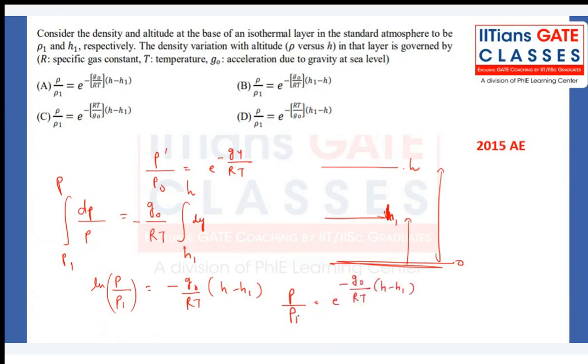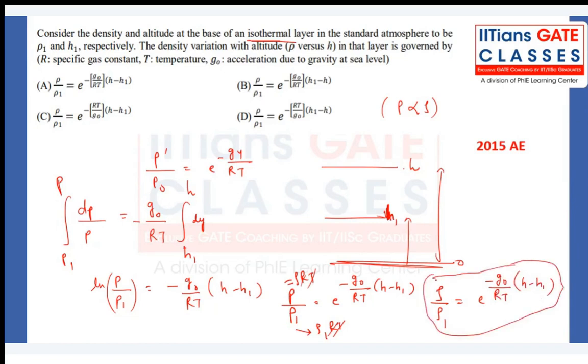This is the pressure variation, and we know that pressure is directly proportional to density. So that will be rho by rho 1 equals exponential of, because p you can write as rho RT, and this you can write as rho 1 into RT, this will cancel out, as they have mentioned an isothermal layer. So we have minus g naught divided by RT, h minus h1.